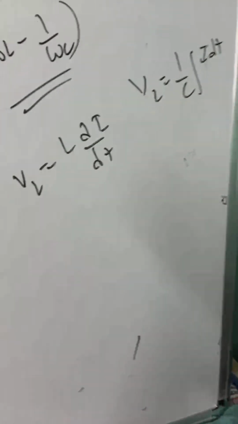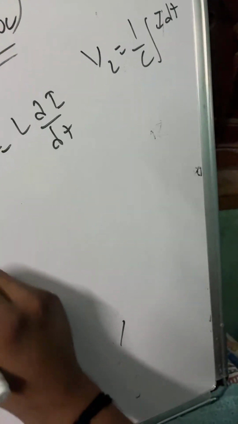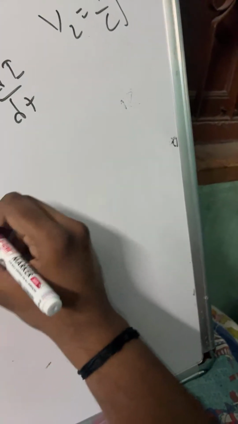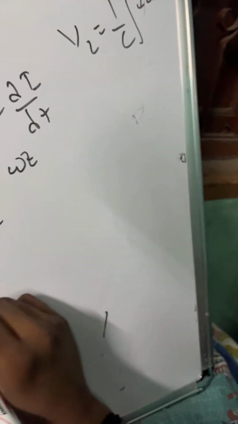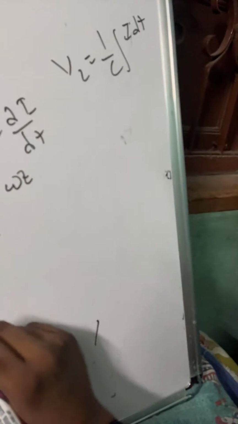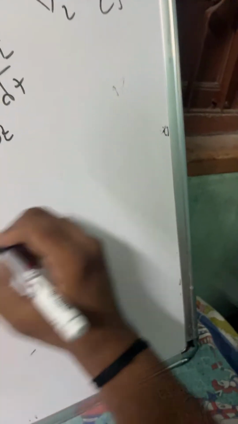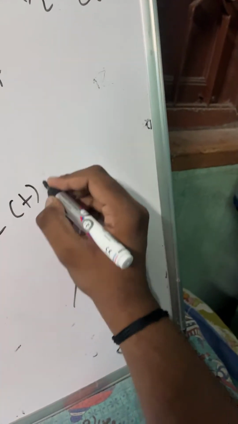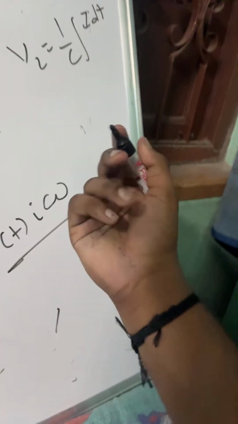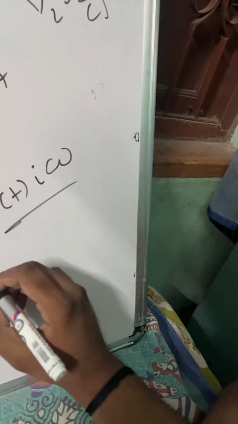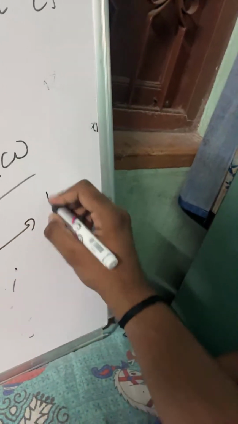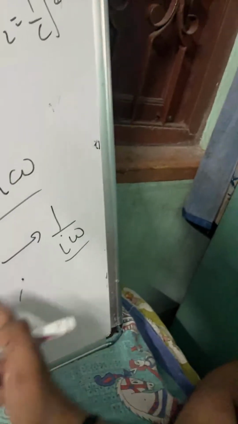We all know this, right? So assuming I(t) = I₀ e^(iωt), we are using the derivative trick: dI/dt is I(t) times iω. We can write it like this, and integration ∫I dt can be written as I/(iω). As simple as that. It's very easy.